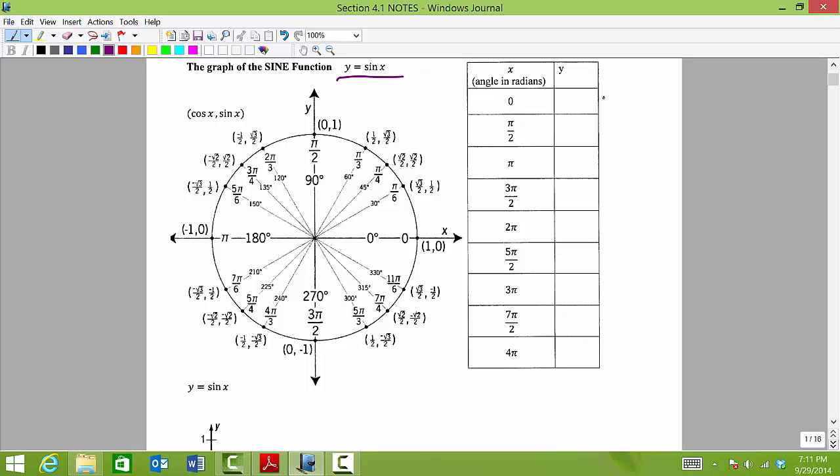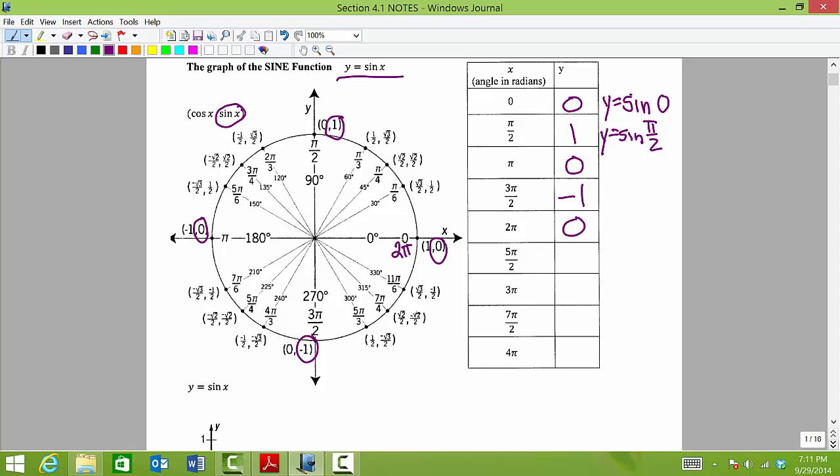So we're going to take our equation and solve for y. The x value here is 0. Sine of 0, if we remember that the sine value of the angle is the second coordinate, would be 0. The sine value of pi over 2 would be 1. The sine value of pi would be 0. The sine value of 3 pi over 2 would be minus 1. And back to 2 pi, our sine value would be 0.